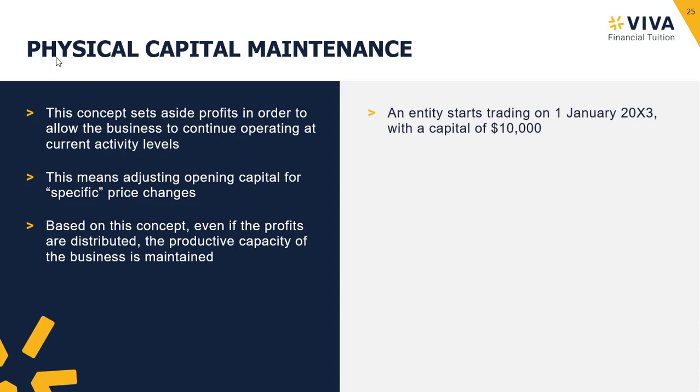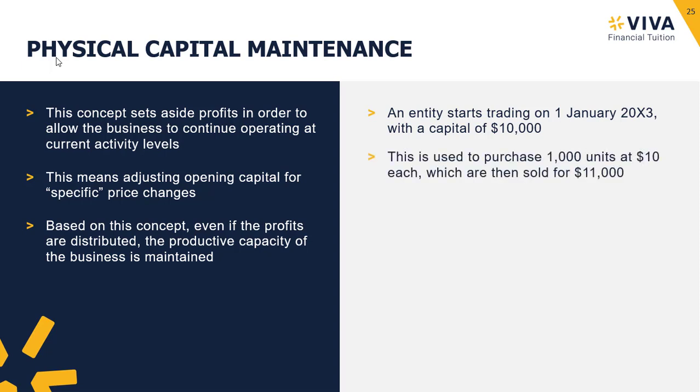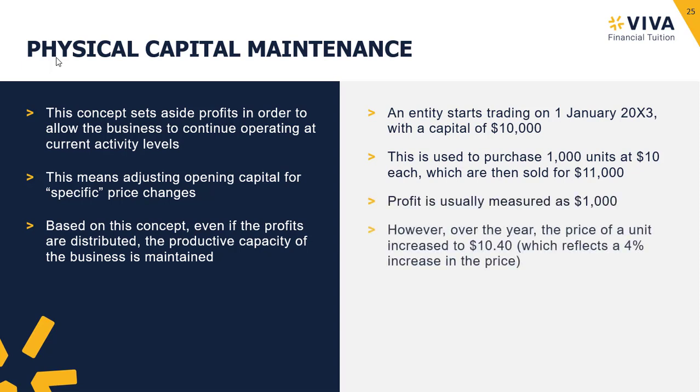An example of this works in a very similar way actually. Entity starts trading on the 1st of January X3 with capital of 10,000. Uses it to purchase 1,000 units at $10 each, which are then sold for 11,000, which is exactly the same as what we had on the previous slide. Profit is usually measured at 1,000.